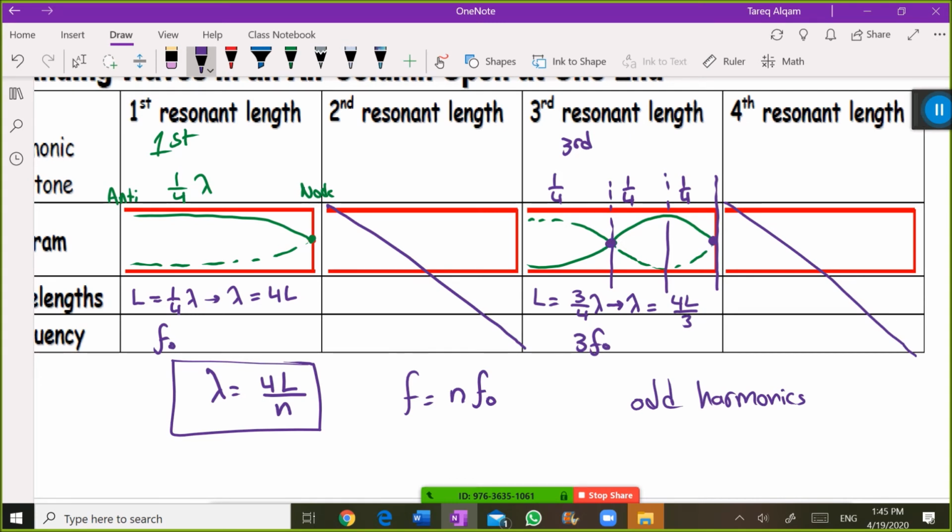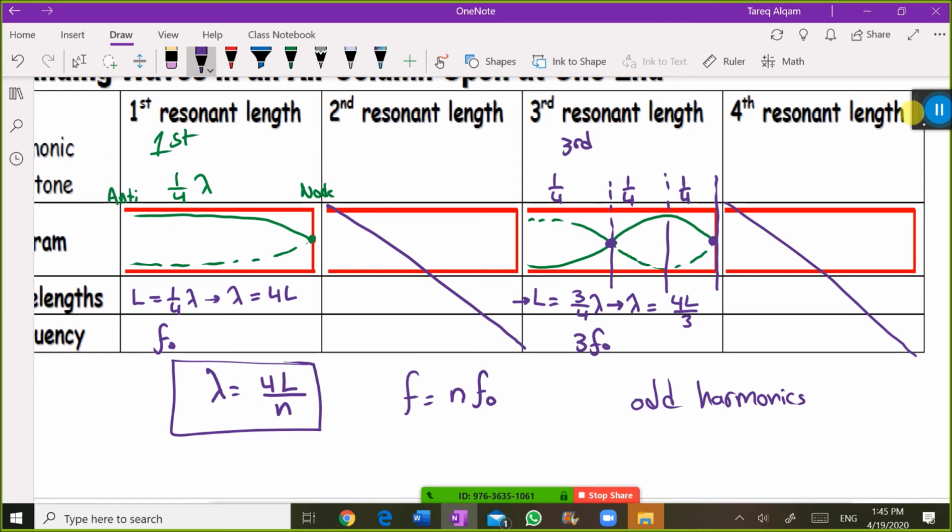If I consider now the second harmonic, focus with me to understand the answer. In the next harmonic after the first harmonic, we should have how many nodes? Two nodes. These are the two nodes that are formed. So according to the analogy that we took here, L equals 3 over 4 lambda. So lambda equals 4L over 3.